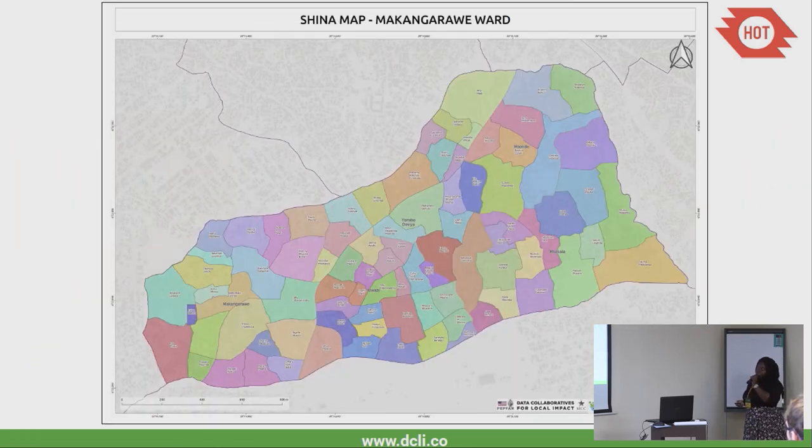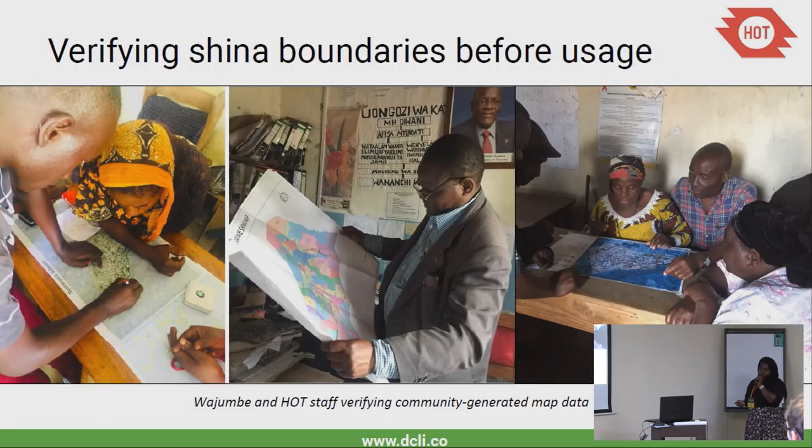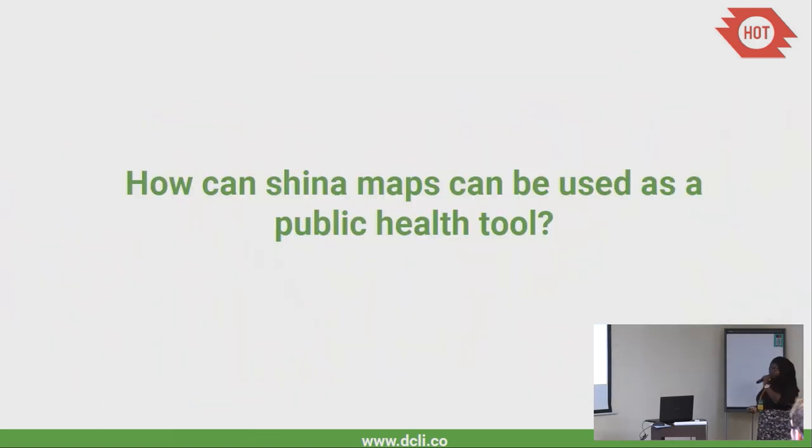But we didn't end there. We had to go back and verify what we had collected. So we went back to the local leaders in meetings. As you can see, leaders from different wards are verifying the map that we produced, before we came up with the final output to show the public that these are the boundaries we have discovered, and no one has ever mapped them before.